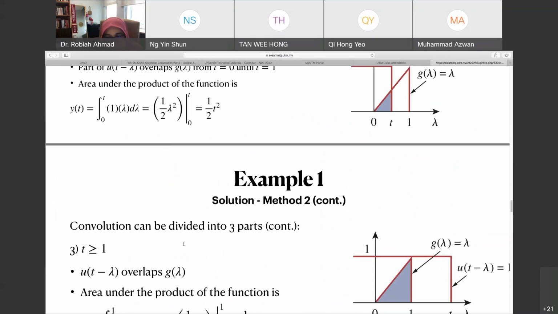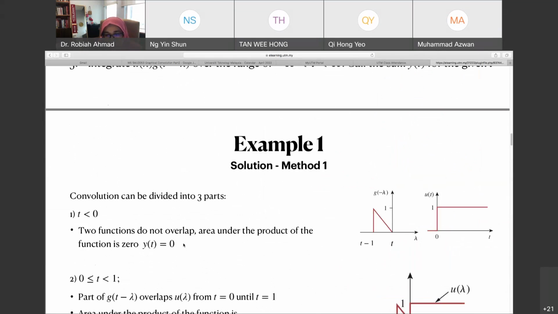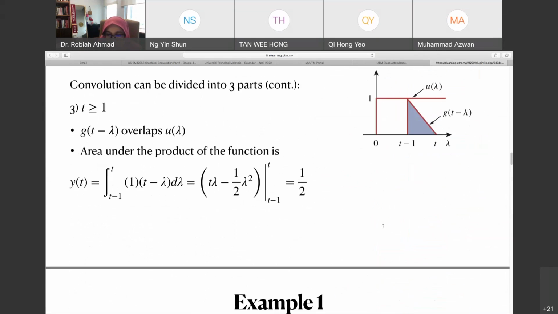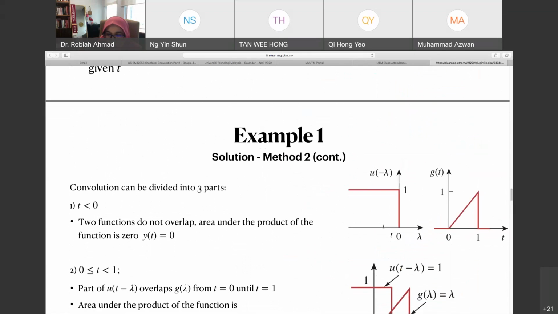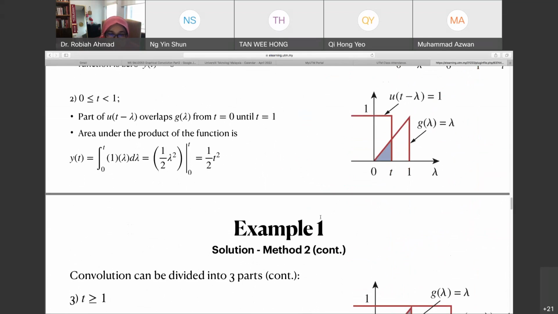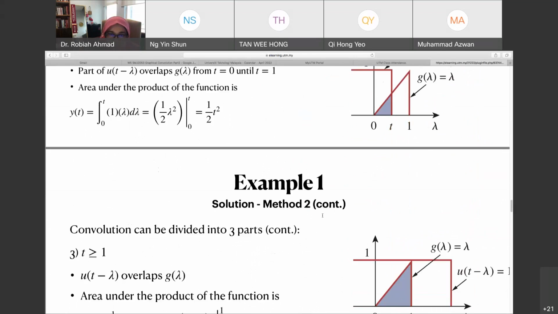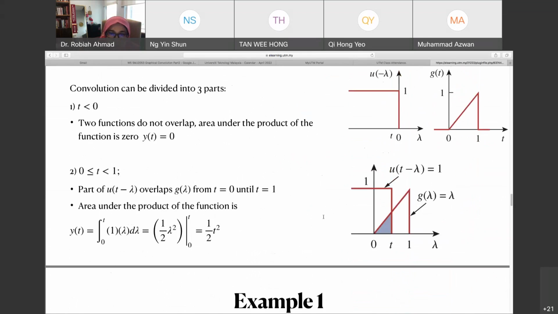So you can see the difference here. The first one is when I shifted the g signal. The second one is when I shifted the step input signal. So it should be the same. The complexity in this case is about the same. But sometimes the choice of which signal to be flipped and shifted will affect the complexity of the calculation for the convolution here.